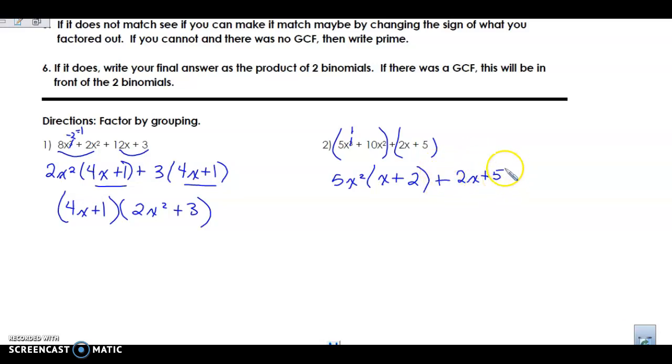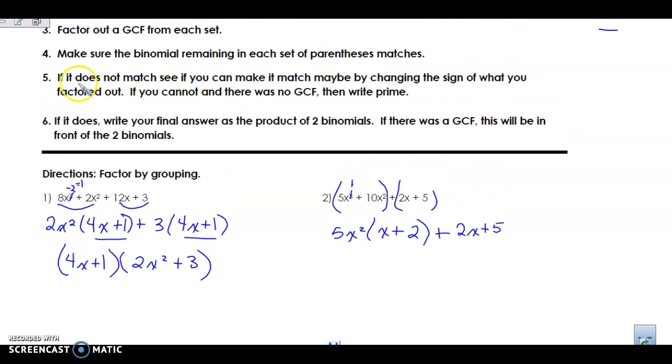Because this does not have a greatest common factor, I could look to see if I change the sign, if that would work. And in this case, it does not. And if you go up here and look at step number 5, it says if it does not match, see if you can make it match by changing the sign of what you factored out. And if you can't, there's no GCF. So there is no GCF for the whole thing. So when that happens, then what we do is we just write the word prime. It has no greatest common factor for the entire thing. Okay?